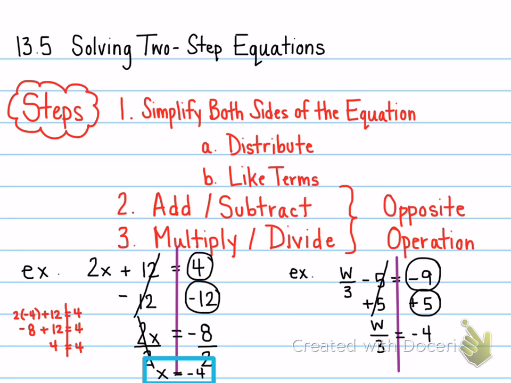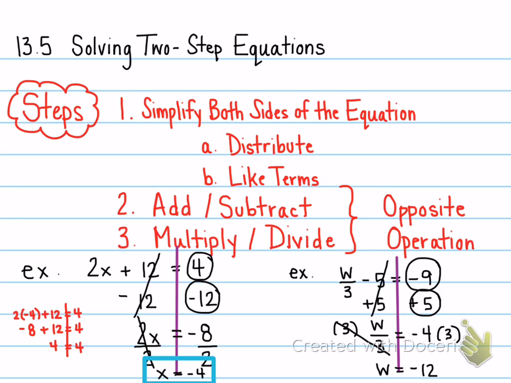The next step is multiply or divide. There's 2 ways to look at this. Since it's w divided by 3, the inverse or opposite of division is multiplication. So I can just multiply this side by 3 and multiply this side by 3, which gives me, so these 3's cancel out, and that gives me w equals negative 4 times 3, which is negative 12.